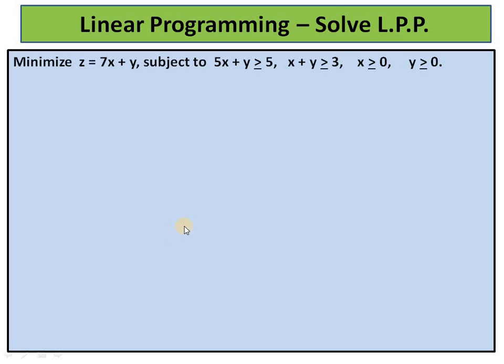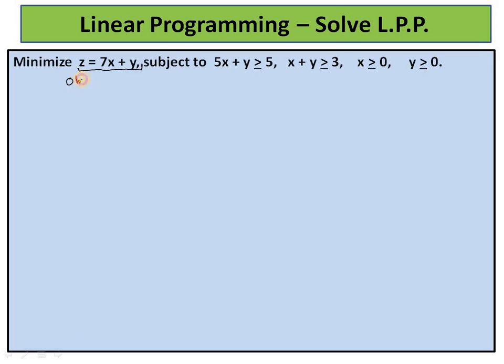चलो, so what the problem is? To minimize this function z equal to 7x plus y subject to 5x plus y greater than or equal to 5, x plus y greater than or equal to 3, x is greater than or equal to 0, y is greater than or equal to 0. So this is what z is equal to 7x plus y.